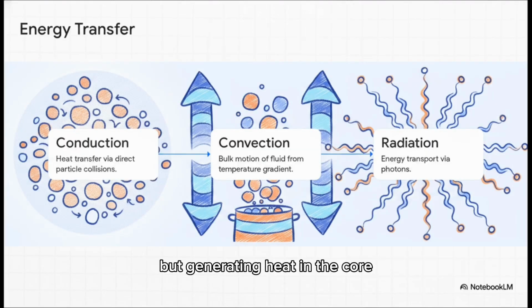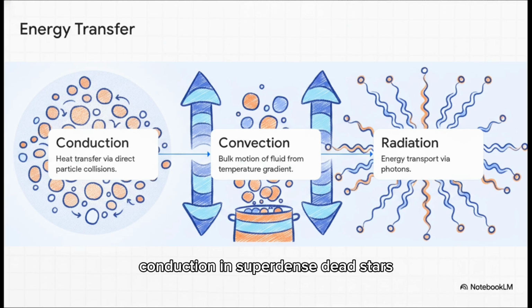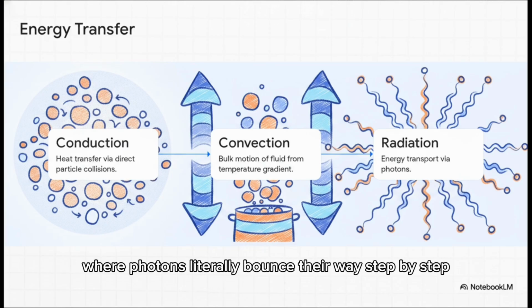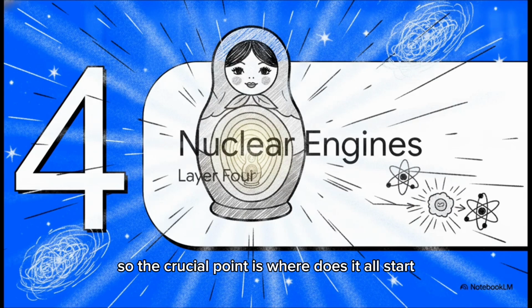But generating heat in the core is really only half the battle. That energy has to escape somehow. It fights its way out through three mechanisms: conduction in superdense dead stars, through direct particle collisions; roiling convection that boils bulk fluid just like water on your stove; and radiation, where photons literally bounce their way step by step from the core all the way out to the surface. So, the crucial point is, where does it all start?